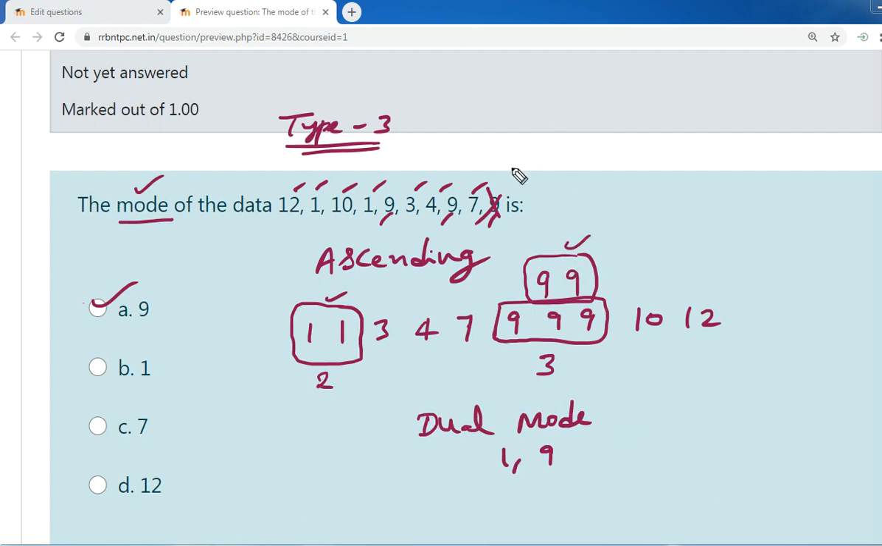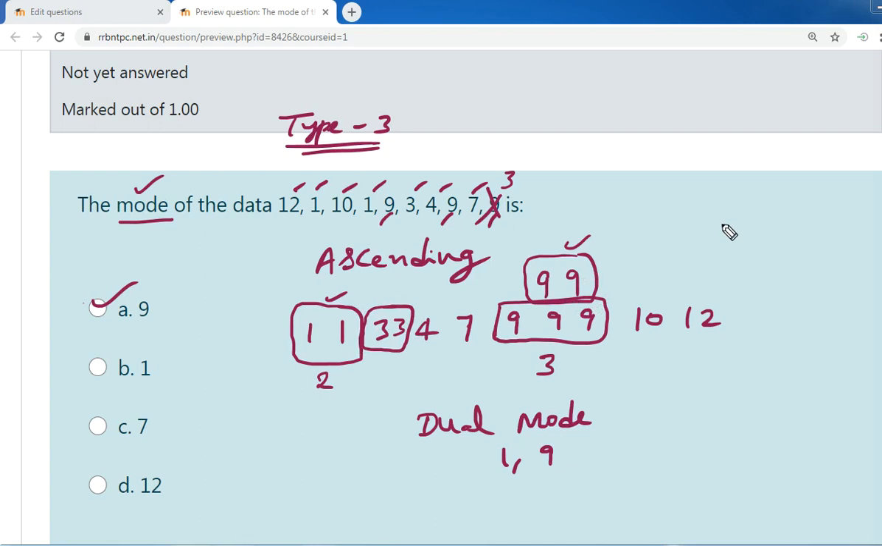Assume another scenario. Assume that instead of 9, here there is 3. Then how many 1s will be there? 2 ones. How many 3s will be there? 2 threes. And 2 nines will be there. So 2 ones, 2 threes, 2 nines.